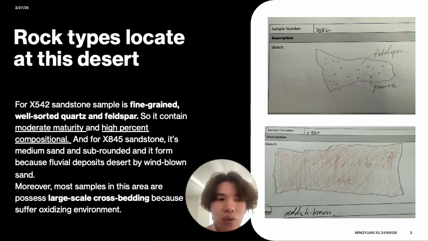So it has moderate maturity and high compositional maturity. And sample 845 sandstone is medium sand and subrounded, and it formed from fluvial deposits reworked in the desert by wind-blown sand. Moreover, most samples in this area possess large-scale cross-bedding because they suffered oxidizing environments.